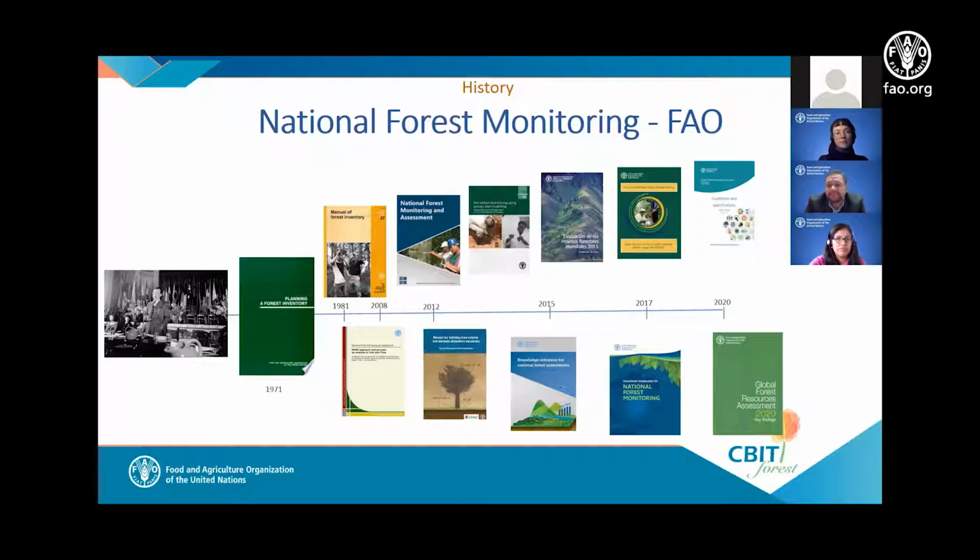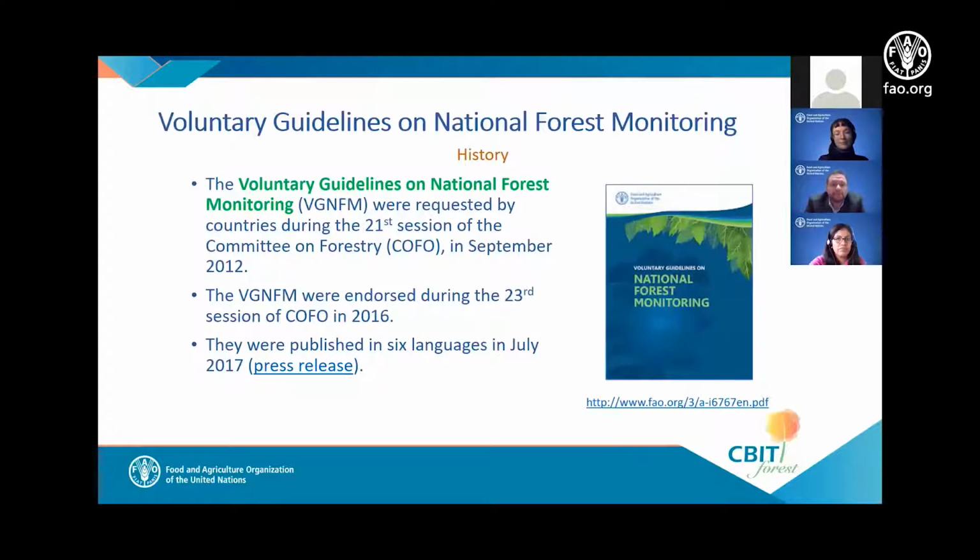But we can mention that there was a second milestone in the national forest monitoring process with the publication of the voluntary guidance on national forest monitoring, where now FAO provides the guidance to set up and implement a national forest monitoring system. It's not only the data collection, but it's as well all this concept that we are trying to introduce. The voluntary guidance on national forest monitoring was requested by member countries in September 2012 and endorsed by COFO in 2016. It is freely available in 6 different languages.